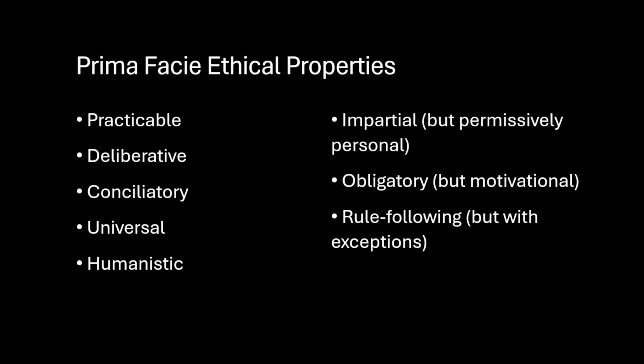Next, we want ethics to be impartial, but permissively personal. Impartial just means that we want it to be the case that ethics doesn't make arbitrary distinctions between people. If two people are equal in all relevant respects, then ethics should treat them equally. If people are different in some relevant respects, then ethics might treat them differently in those respects, but it should still treat them equally in the respects that they are equal. This means that we can't arbitrarily discriminate and still follow ethics.